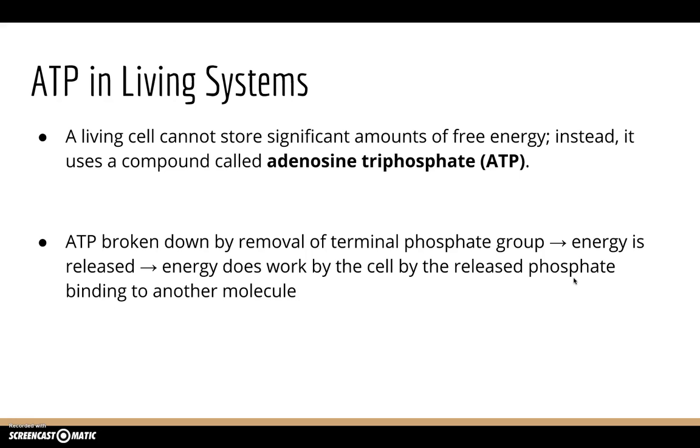When ATP is broken down, usually by the removal of its terminal phosphate group, energy is released. The energy is used to do work by the cell, usually by the released phosphate binding to another molecule, which activates it. For example, in the mechanical work of muscle contraction, ATP supplies the energy to move the contractile muscle proteins.